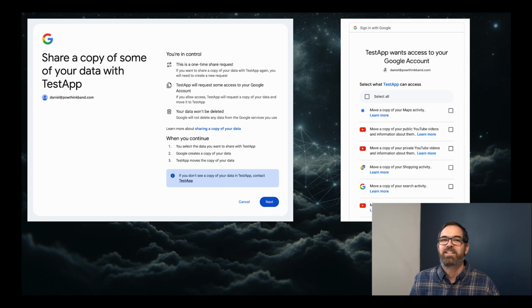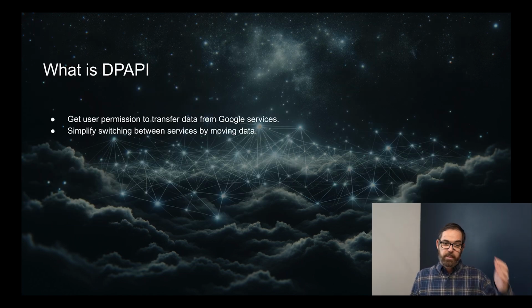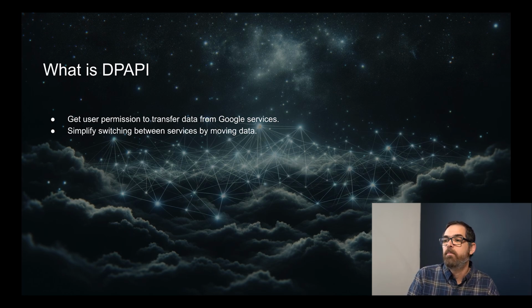So let's start by understanding what Data Portability API is. Okay, so basically the idea is that Google allowed other services to get, on your behalf, one-time permission to get your data out of Google. It's like Google Takeout, just as an API. That's the main idea. So why do you need that?